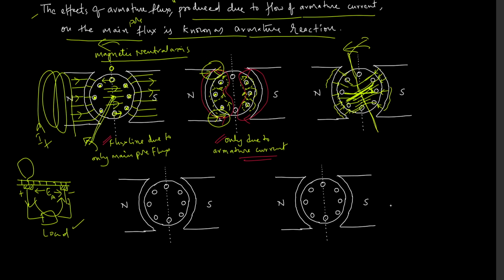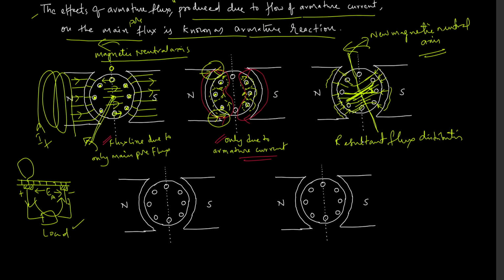This axis will be the new magnetic neutral axis. Okay, so this is the resultant flux distribution, both due to the main pole flux and armature flux.